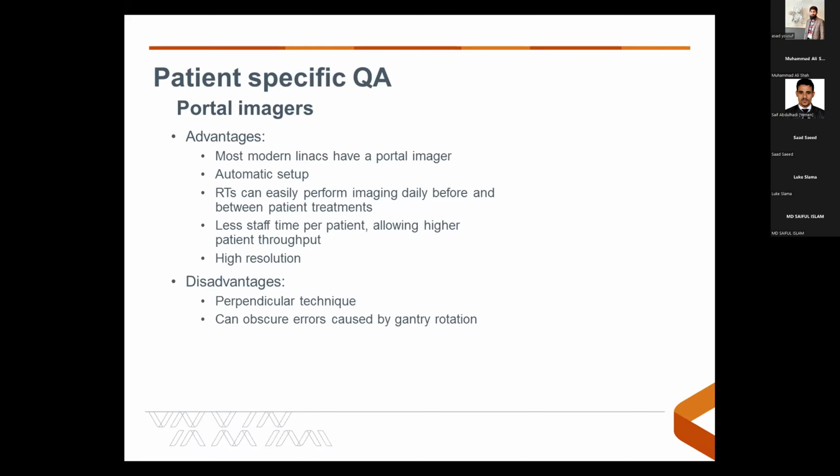And that is a lot faster than us trying to set up the ArcCheck at 5 o'clock at night and trying to deliver 5 or 6 patients. Because of this, it's less staff time per patient, allowing higher patient throughput, and implementing portal dosimetry in our department has allowed us to increase our percentage of IMRT and VMAT plans significantly compared to when we had the ArcCheck phantom. And it does have a high resolution as well. The disadvantage is that it's a perpendicular technique, and I'll talk about those in a minute, and you can miss errors caused by gantry rotation.